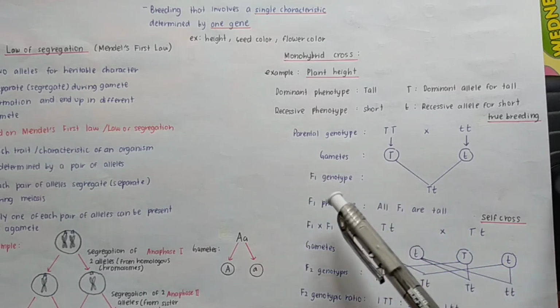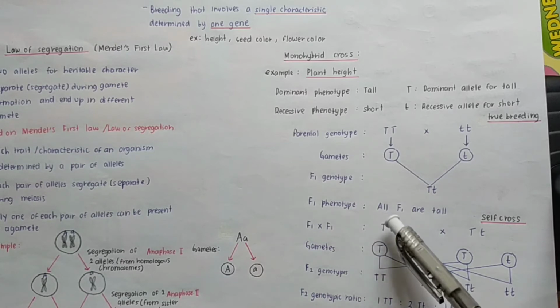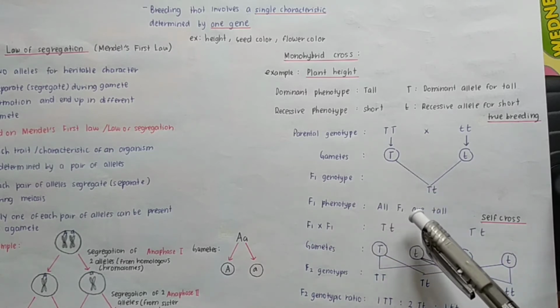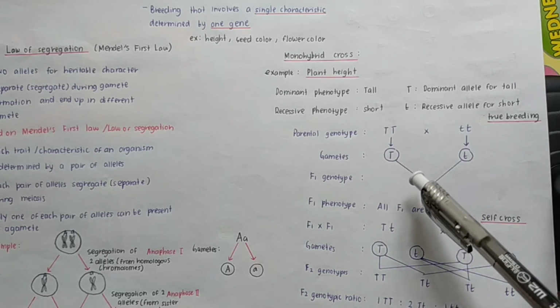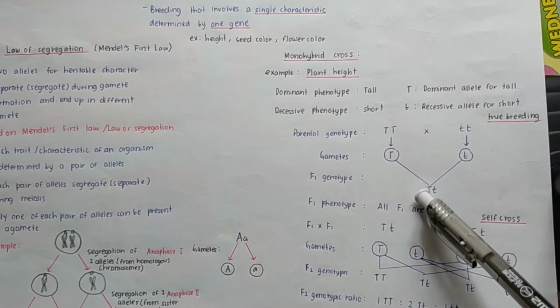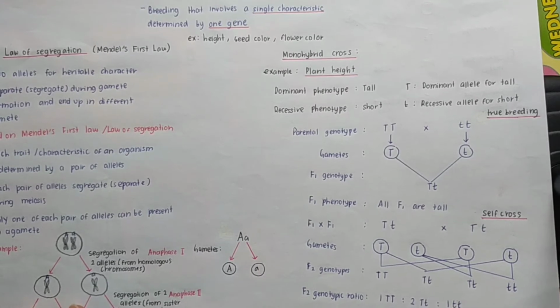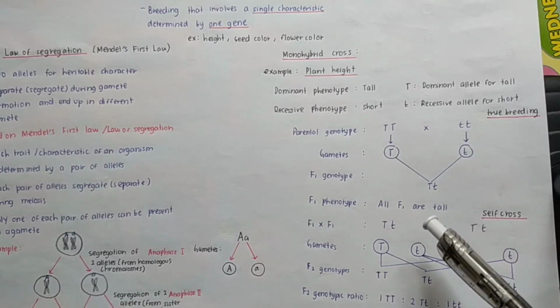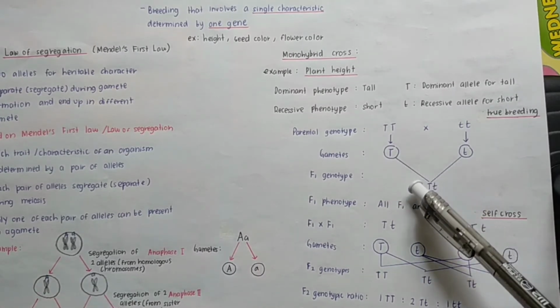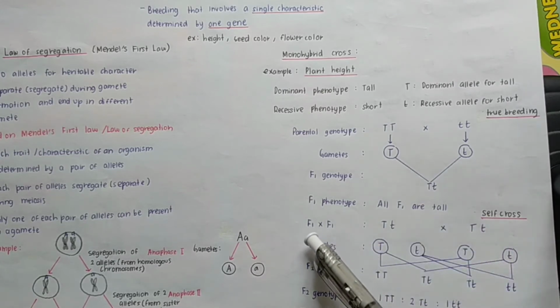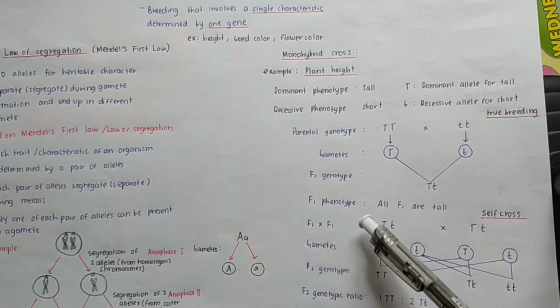Okay, so, what is the F1 phenotype? All F1 are tall. Or you can mention all offspring produced are tall, since the genotype of all the F1 is heterozygous. Okay, and then next, you proceed with the self-cross. Self-cross means self-fertilized, between the same generation. We already got the F1 generation, which is capital T, small t. So, when we want to do a self-cross, F1 cross F1, write it like this, with a double dot.